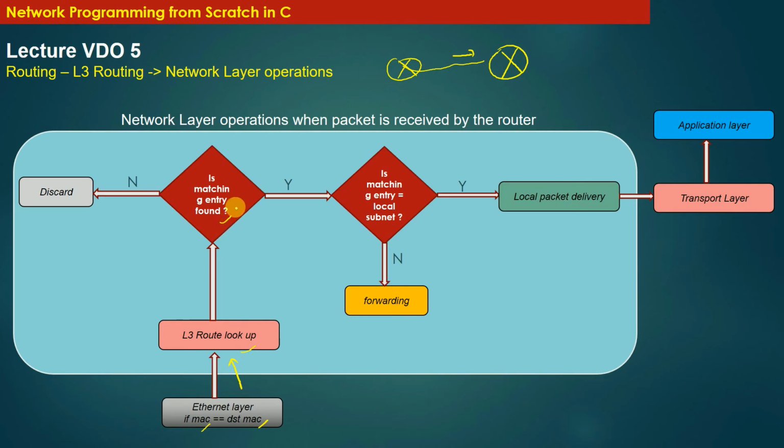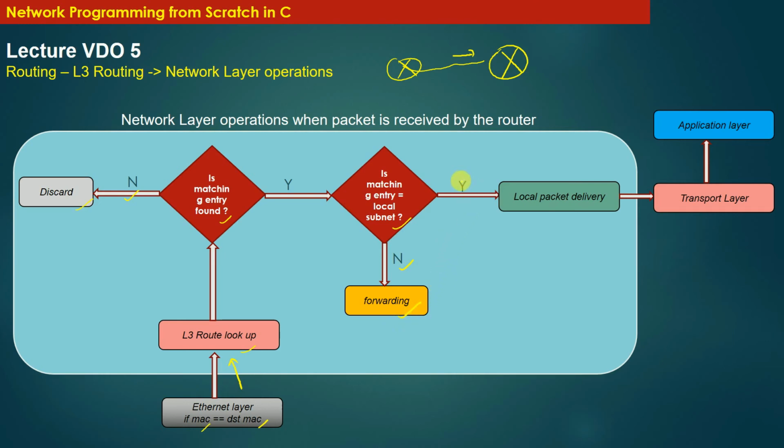Now, the result of the route lookup in the routing table could be whether the router is able to find the matching entry. If the router is not able to find the matching entry, then the router doesn't know what to do with the packet. It simply discards the packet. But in case the result of route lookup is a matching entry, then the router does one more check: it checks whether the matching entry is equal to the local subnet of the router. If no, it means that the packet is destined to some other machine. In this case, the router chooses to forward the packet.